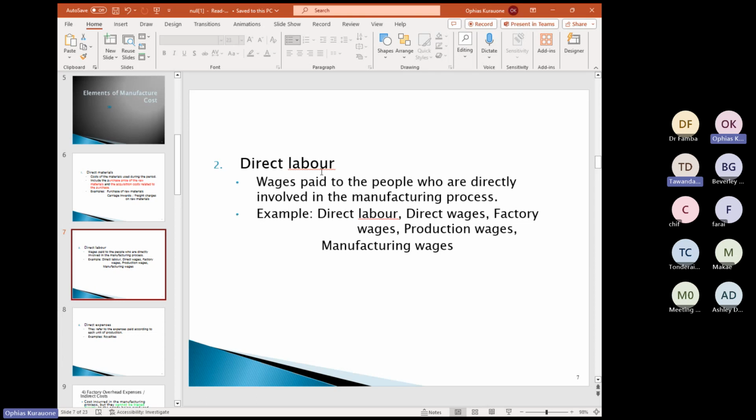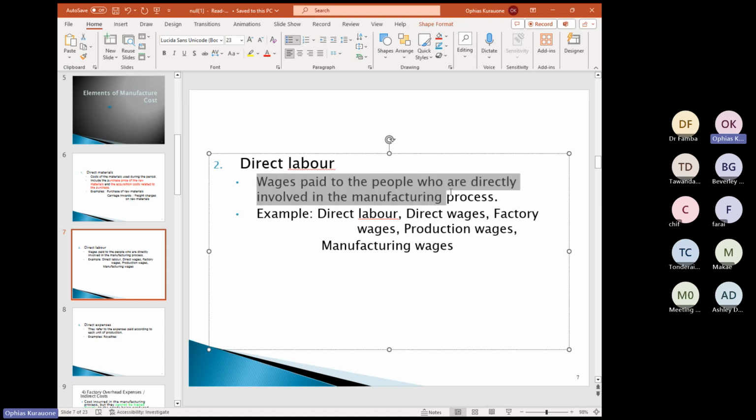Then you go on to direct labor. For you as the owner of the carpenter shop to come up with the tables, you need to make sure that you employ carpenters who are going to do the job. We are going to do the carpenter's work, so you pay them wages. So direct labor includes wages paid to people who are directly involved in the manufacturing process. People who are actually doing the job, maybe in the assembly industry, assembling the parts of the car. Those people who are directly involved in the process, that is direct labor.